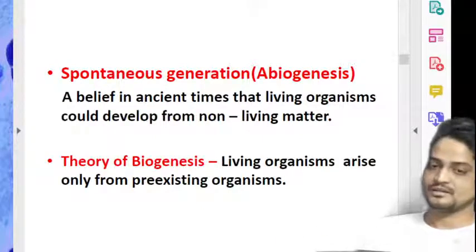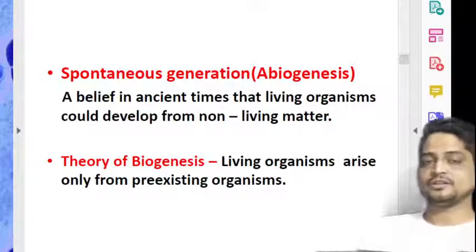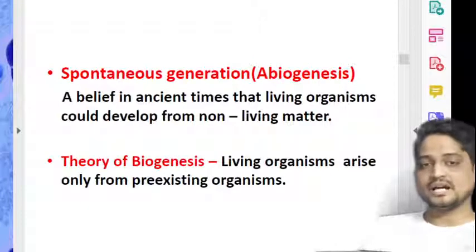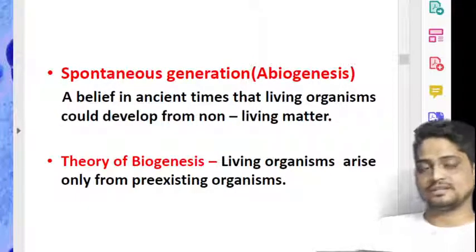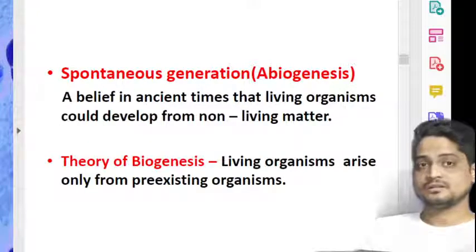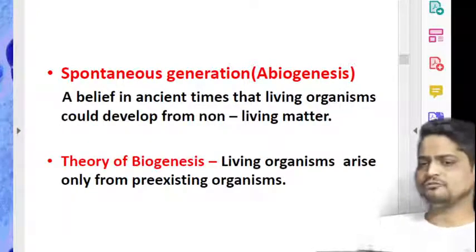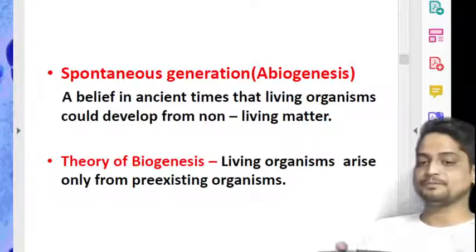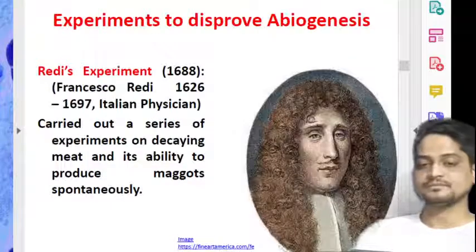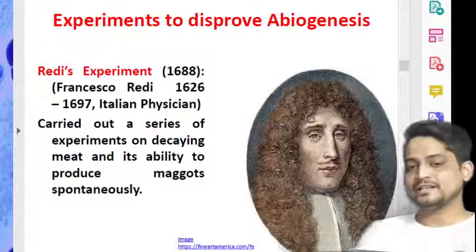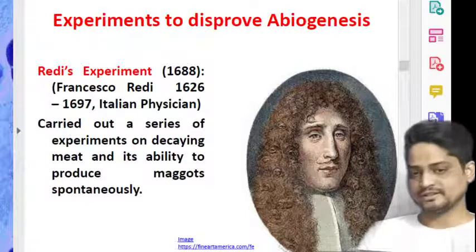Spontaneous generation, or abiogenesis, was a belief of ancient times that living organisms could develop from non-living matter, which was later discarded by many scientists, and Pasteur was the main scientist who discarded it completely. The theory of biogenesis, that living organisms arise only from pre-existing organisms, was also a theory at that time. There were experiments to disprove the abiogenesis process.